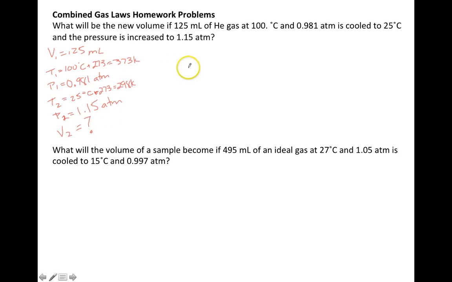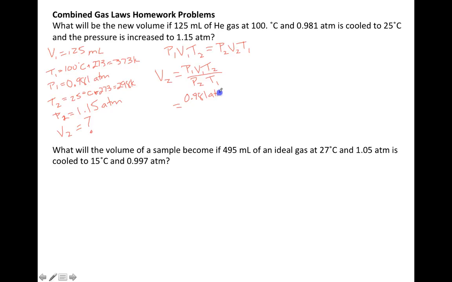Okay, so this involves everything, pressure, volume, and temperature, so therefore let's do everything. So that's P1, V1, T2 is equal to P2, V2, T1. And we're looking for V2, so we're going to isolate variables. V2 is equal to P1, V1, T2 divided by P2 and T1.